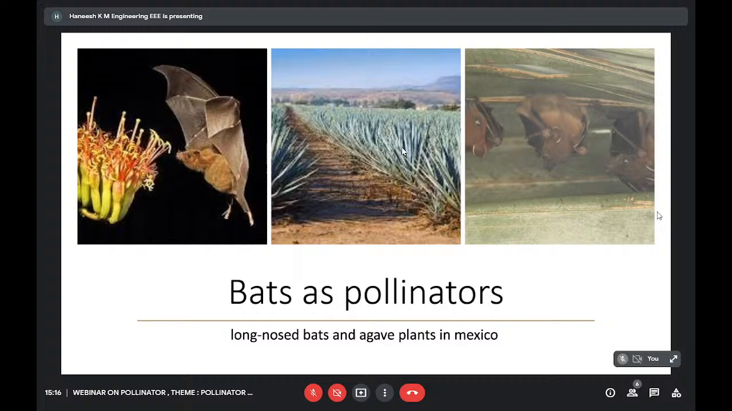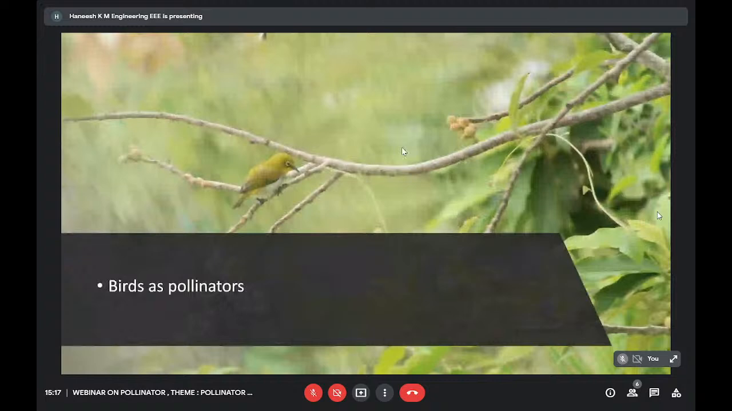So this is one association between a particular plant and a bat. Here the bat was acting as a pollinator, but when we make it more and more commercialized, it could damage the entire cultivation. Cultivation means a lot of people are working on it, so they'll be losing their jobs and the money they invested in the cultivation. So this is the bat as a pollinator. This is an example.